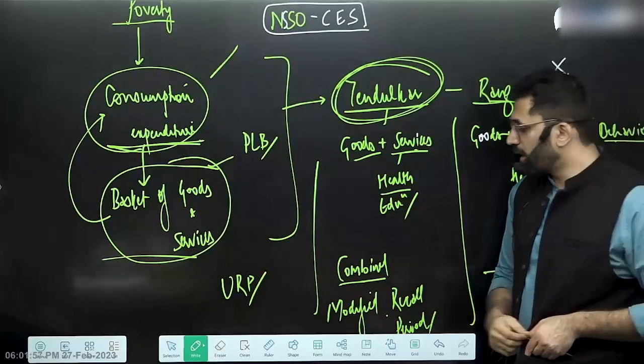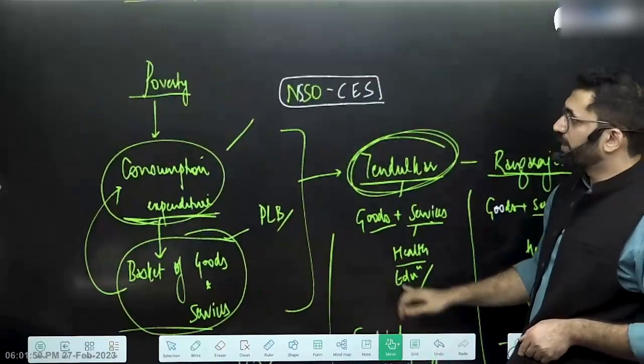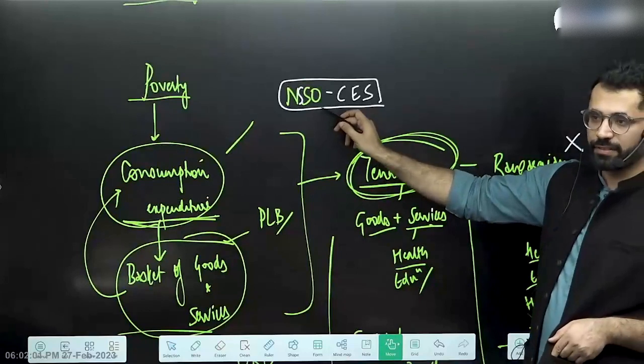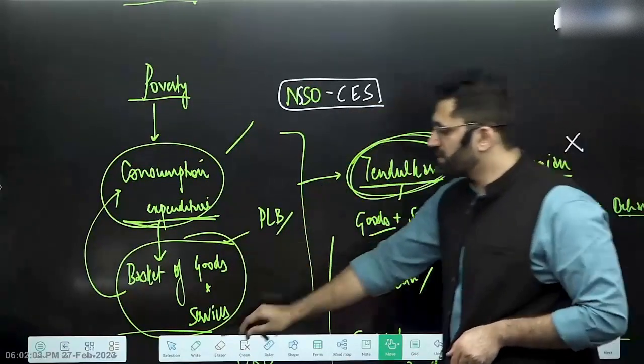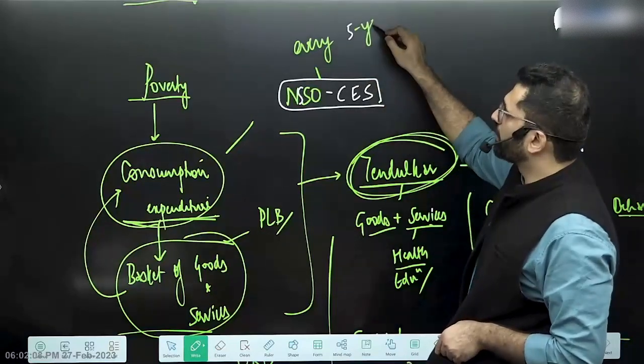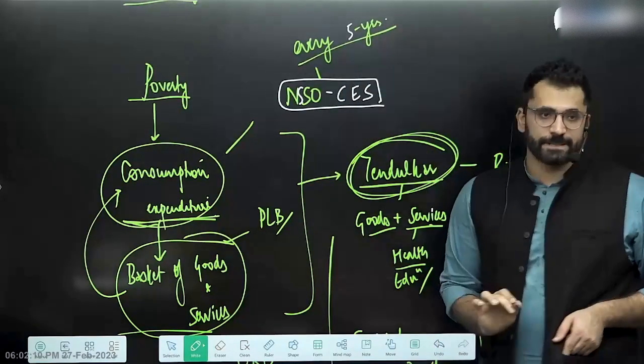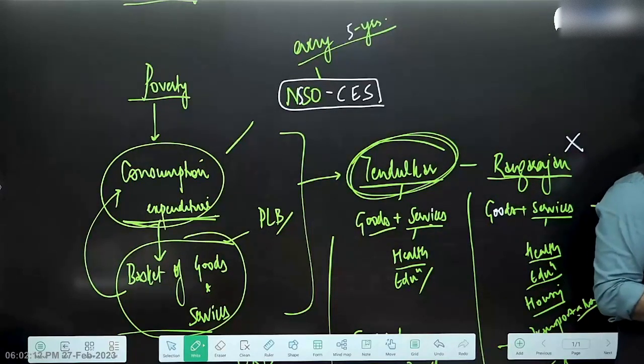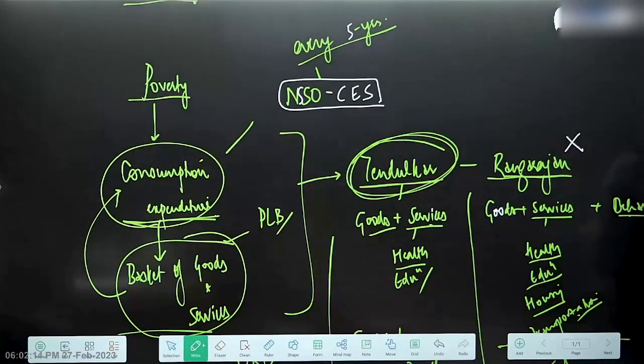And the data on poverty in India periodically comes from the NSSO's consumption expenditure survey, which is conducted every 5 years. This is the basics of poverty line estimation in India. We estimate.